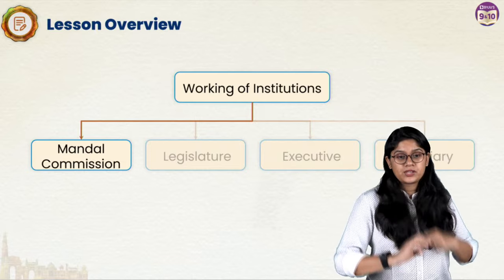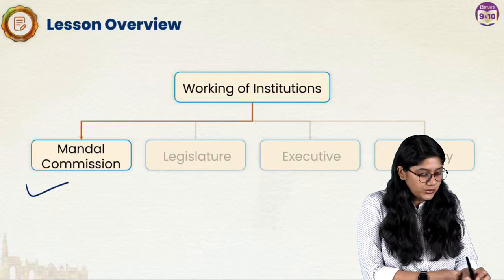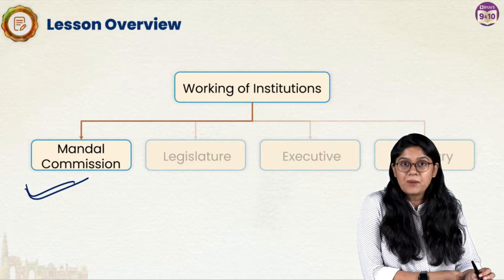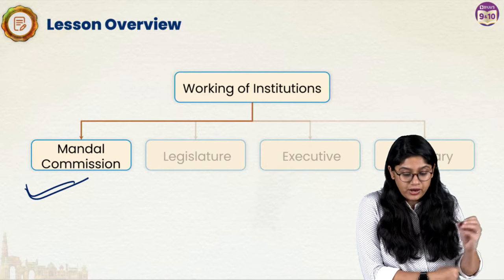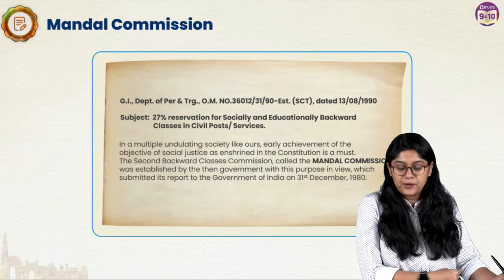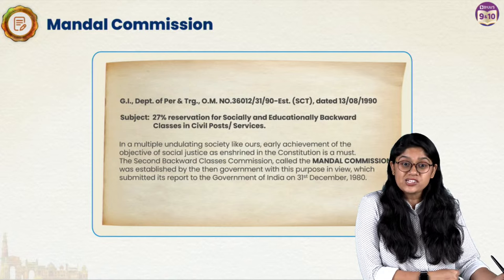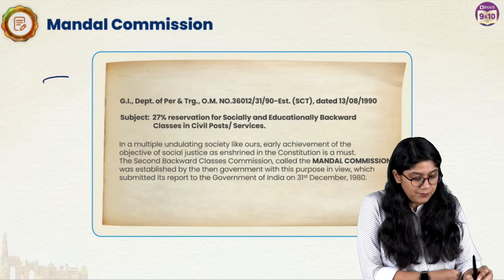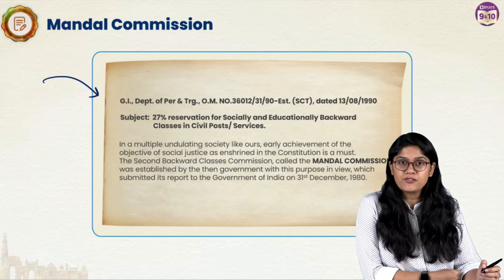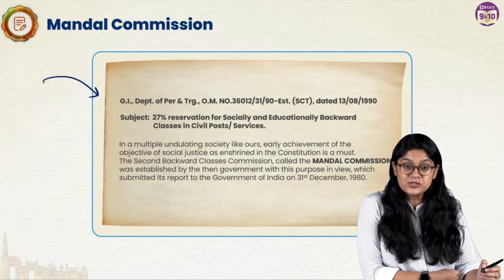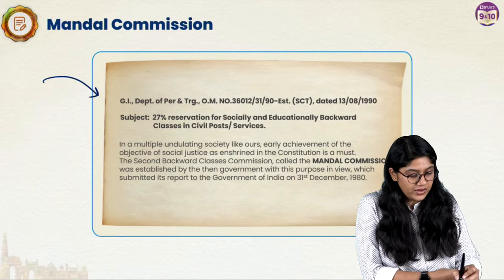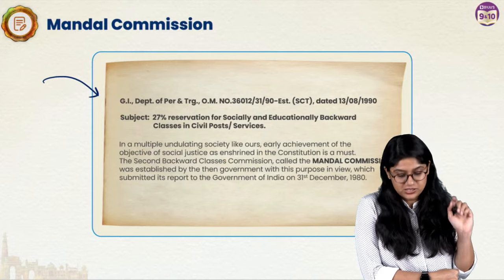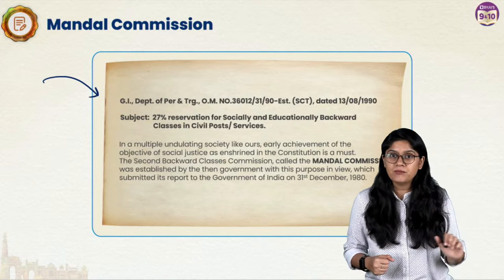Okay, let's start with the first topic that we have, the Mandal Commission. Everyone, in this particular part of your textbook, they have mentioned this. I'm sure all of you have your textbook with you, and you will be able to see that there is a circular. On the circular, we have the signature of an individual.